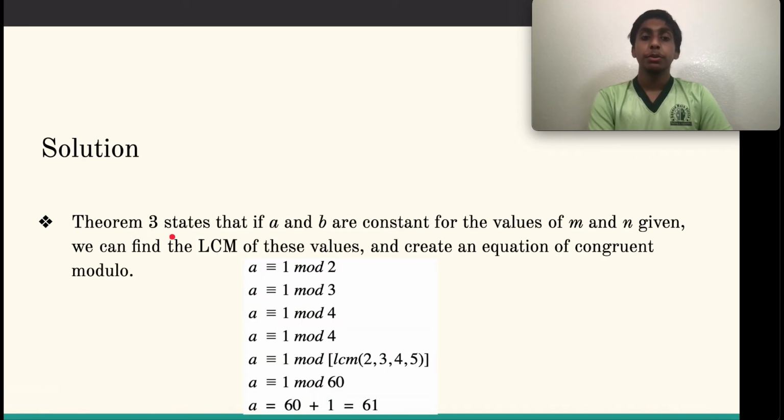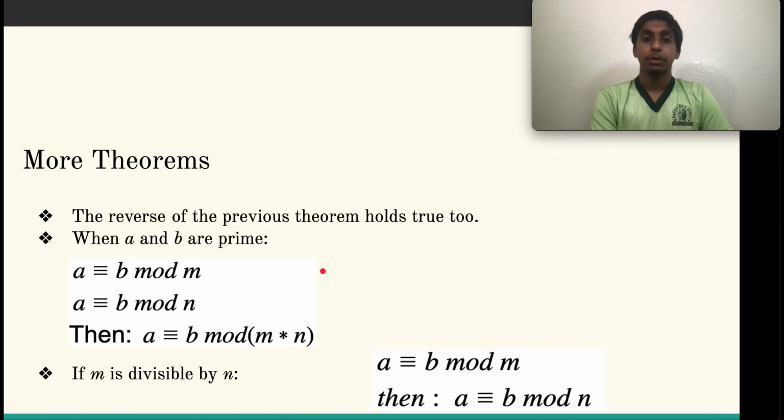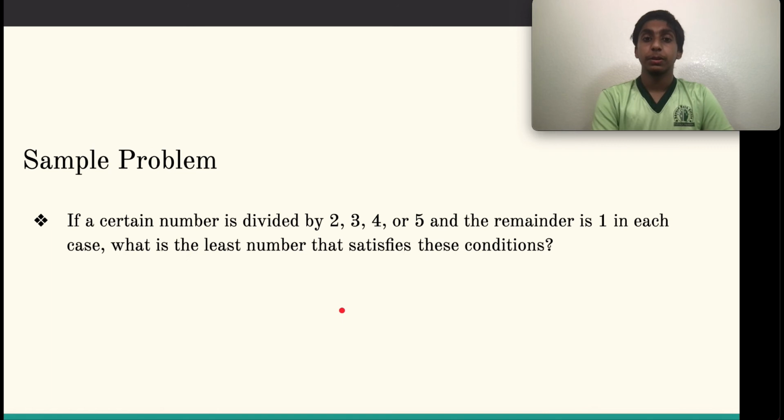So theorem 3 states that if a and b are constant for values of m and n given, we can find the LCM of these values and create an equation of congruent modulo. So if I have a is congruent to 1 mod 2, which we already know, and they also gave us this, and this should be 5. So a is congruent to 1 mod 5. So then we can combine all of them using this theorem, right? Which said that we can just multiply them if they're prime. They're not all prime. We need to find the LCM of all of them, right? Because they're not all prime. So that was what theorem 3 said.